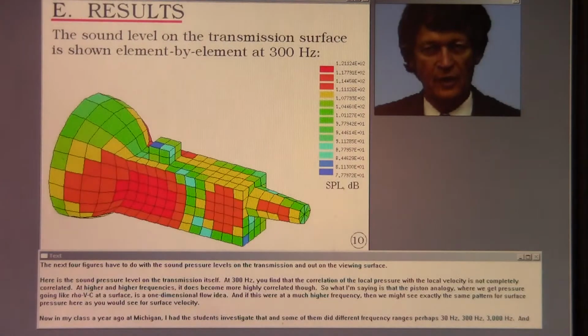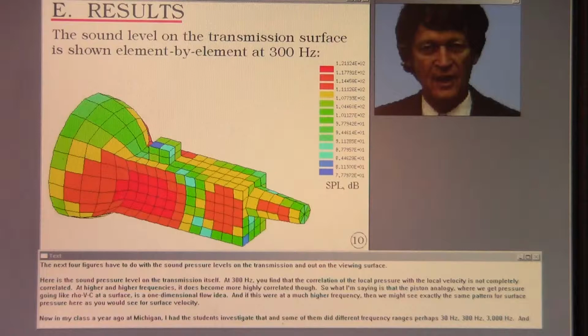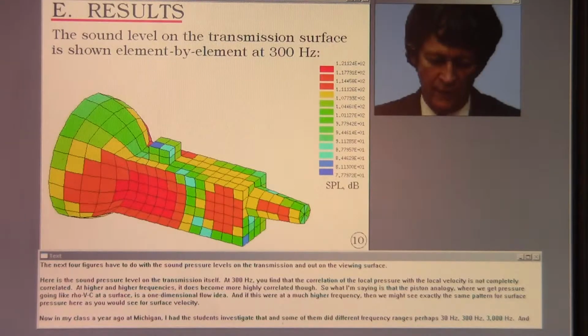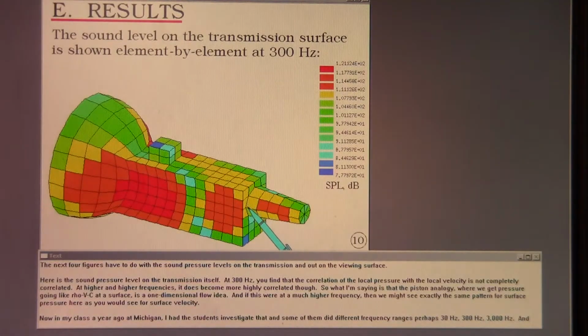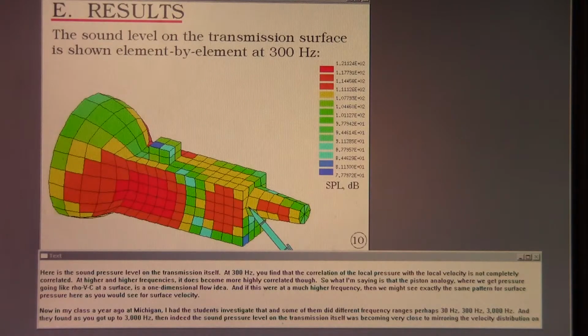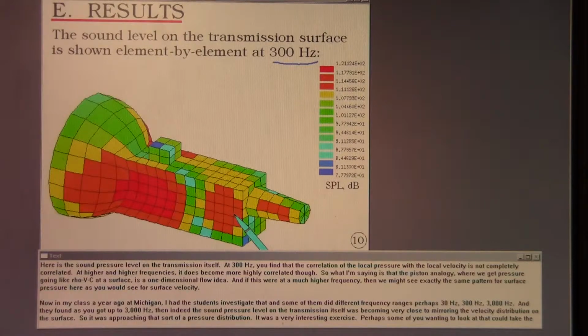The next four figures have to do with the sound pressure levels on the transmission and out on the viewing surface. Here is the sound pressure level on the transmission itself. At 300 hertz, you find that the correlation of the local pressure with the local velocity is not completely correlated. At higher and higher frequencies, it does become more highly correlated, though.